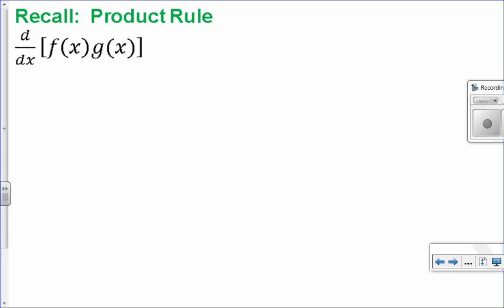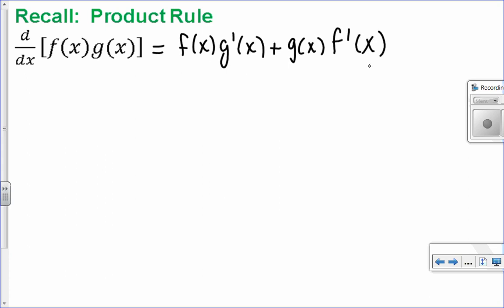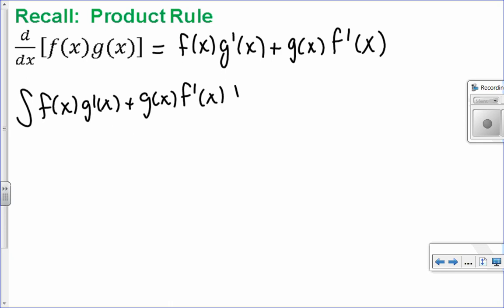So let's start by figuring out what the derivative of the product rule is. So the derivative of the product rule, using my little trick, 1d2 plus 2d1. 1d2 plus 2d1. That would be the derivative. So that would mean that the integral of f of x g prime x plus g of x f prime x dx would equal f of x times g of x.